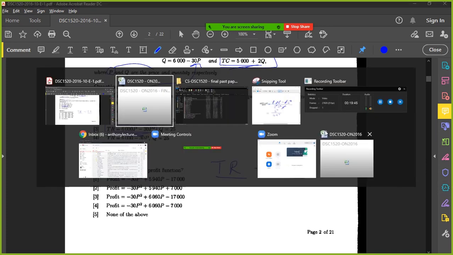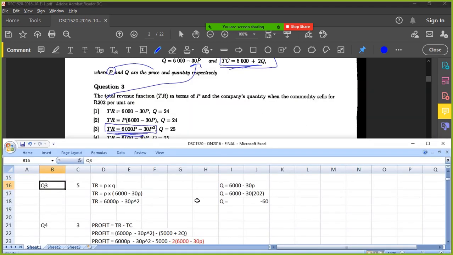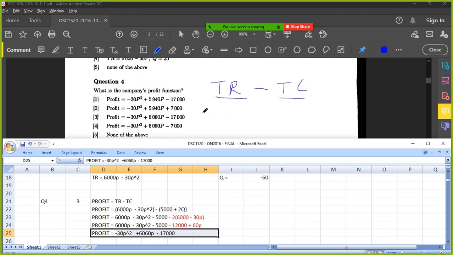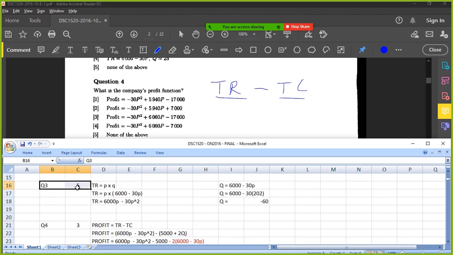profit equals minus 30p squared plus 6,060p minus 17. Is that an option? Option 3. So for question 4 you can get an option, for question 3 you couldn't.